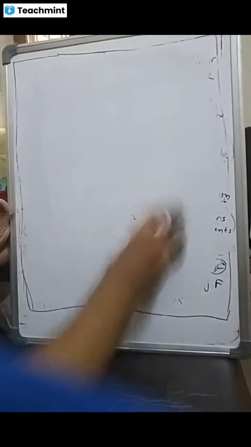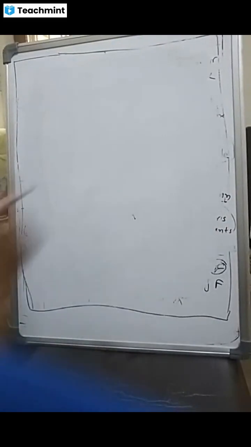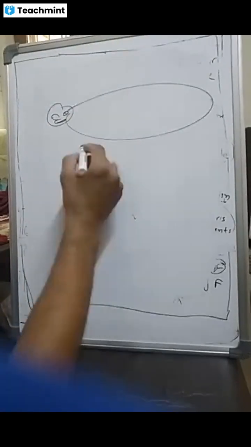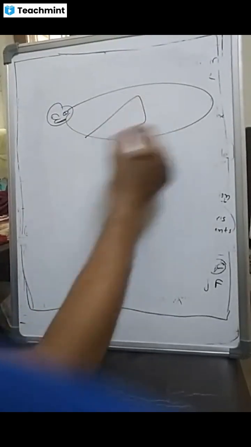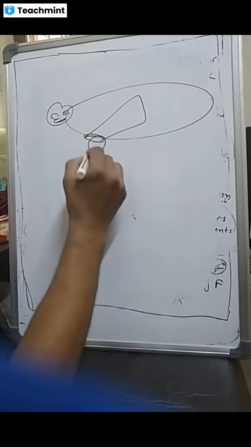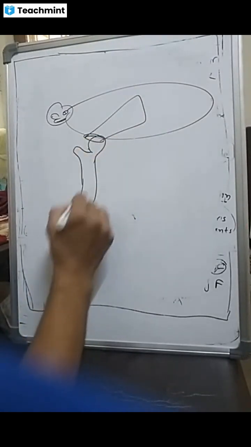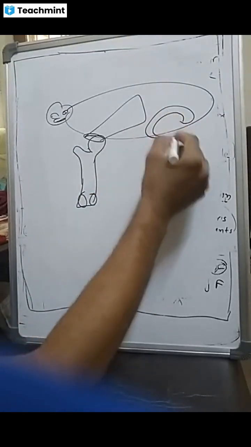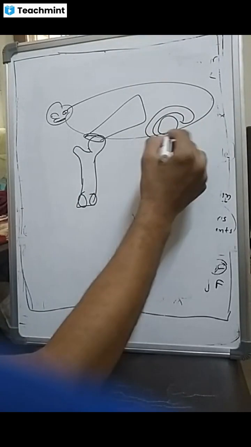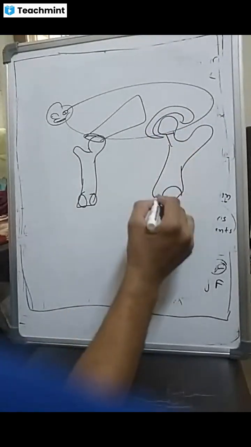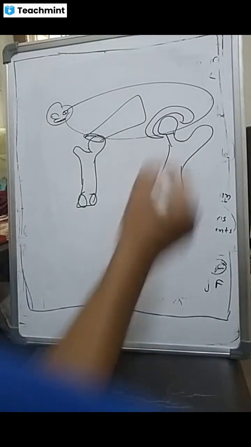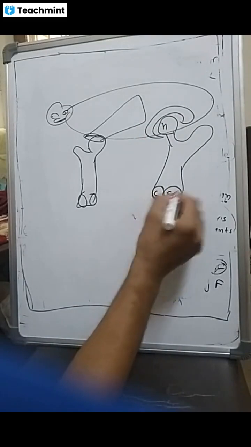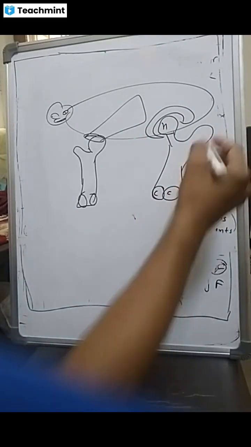So in one diagram, if we try to understand here, this is the acetabular cavity, head, femur, and these are the condyles. See, this is pressure epiphysis. Condyles are the pressure epiphysis.